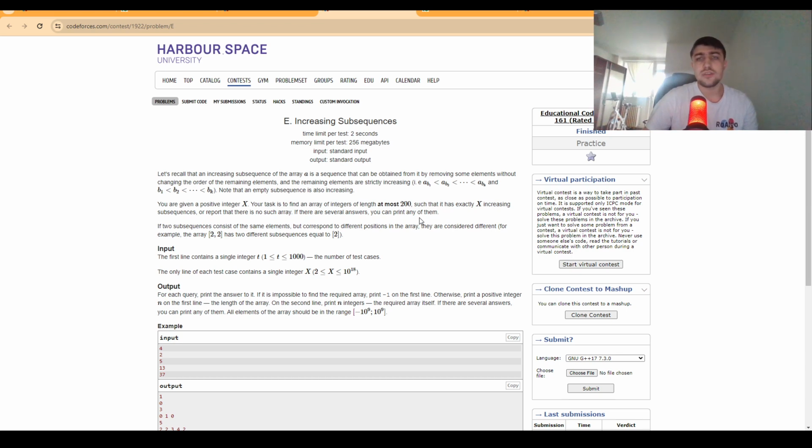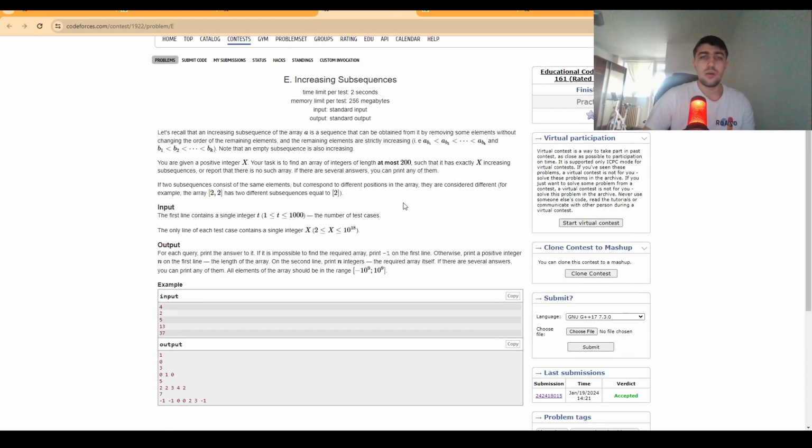Now, this problem actually was somewhat well known for people who are more familiar with Olympiads, although I didn't use that Olympiad problem in order to solve this one, as I managed to come up with the solution very fast, and I'm going to show you how to do exactly the same thing too. So we have to find an array that has exactly x increasing subsequences.